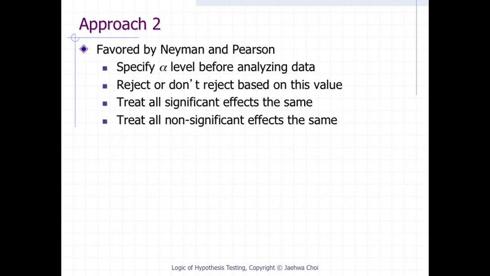The alternative approach, favored by the statisticians Neyman and Pearson, is to specify an alpha level before analyzing the data. If the data analysis results in a probability value below the alpha level, then the null hypothesis is rejected. If it is not, then the null hypothesis is not rejected. According to this perspective, if a result is significant, then it does not matter how significant it is. Moreover, if it is not significant, then it does not matter how close to being significant it is. Therefore, if the 0.05 level is being used, then probability values of 0.049 and 0.001 are treated identically. Similarly, probability values of 0.06 and 0.34 are treated identically.